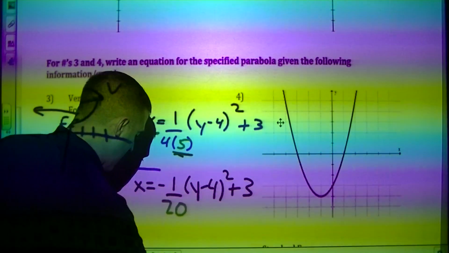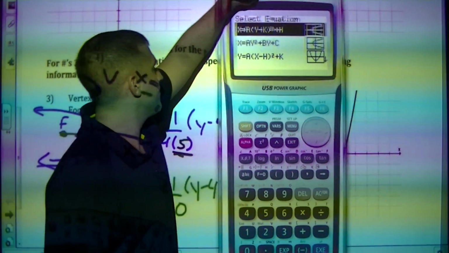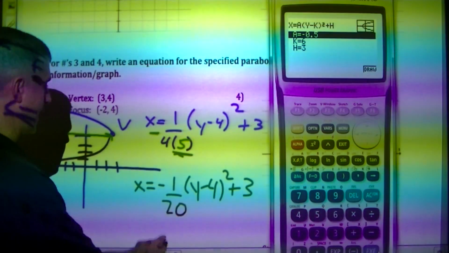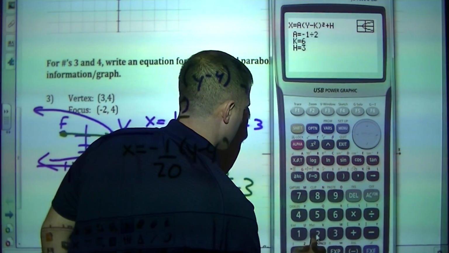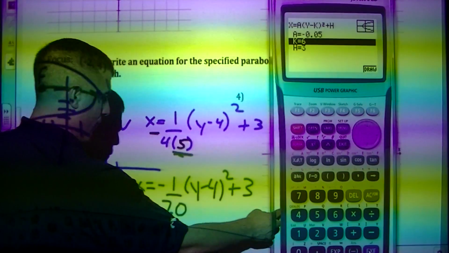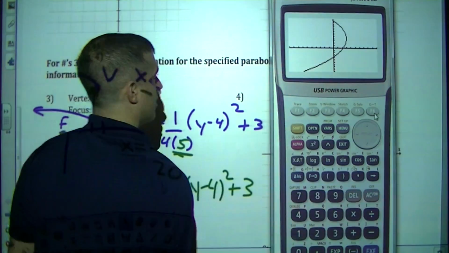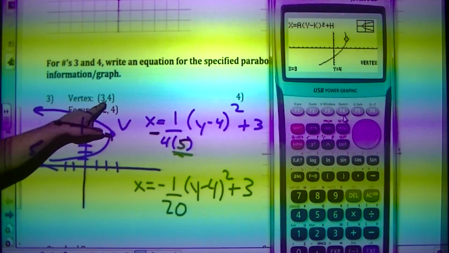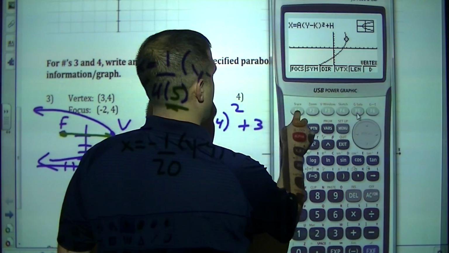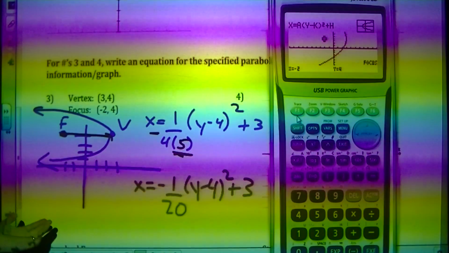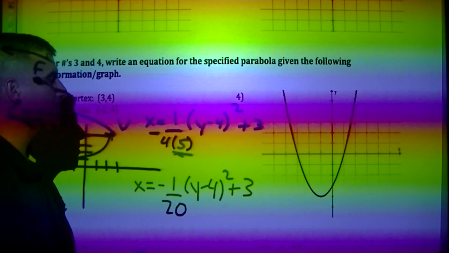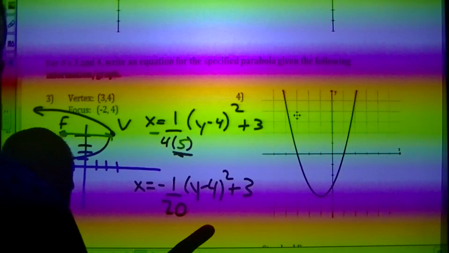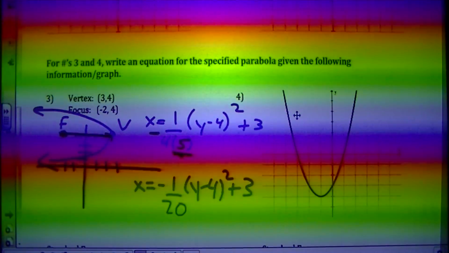Now, if you wanted to check that in the calculator, I would use that equation, and I would do negative 1 divided by 20, 4, 3, draw. Now watch, G solve vertex, that's the vertex I have. G solve focus, that's the focus I have. I know I've done it right. So always check that. That's a free way to make sure the problem's right. Now this one I'm going to have to draw in.